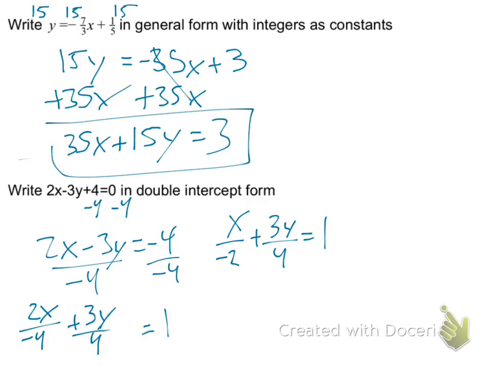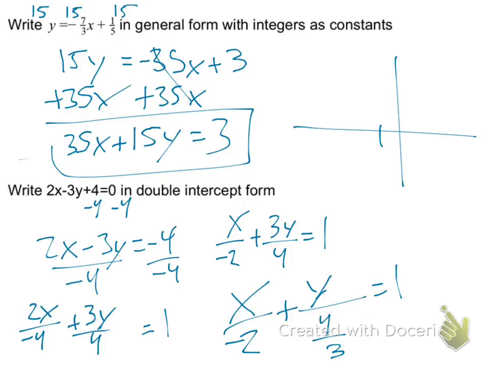Because if you divide by a fraction, what do? You flip and multiply. So that really means this is x over -2 plus y over, what would the fraction have to be, so that when I flip it, it becomes 3 over 4. 4 over 3 equals 1. So my x-intercept's negative 2. My y-intercept is 4/3. Why is this so powerful?